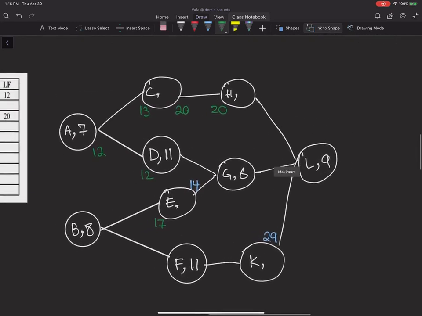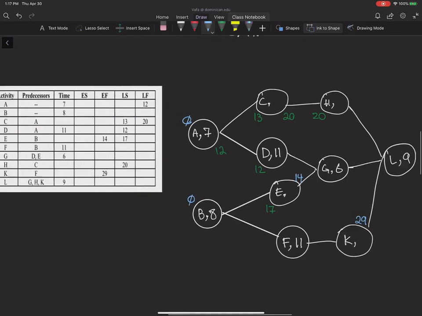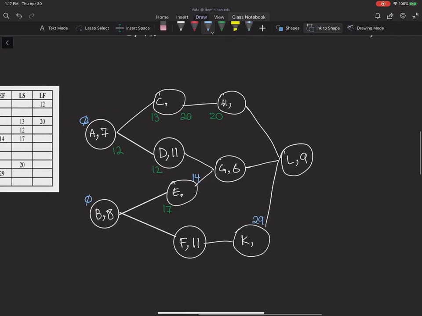So basically I'm on my own at this point. I need to uncover the missing information. Okay, let's start from the beginning. I know that the earliest start for A and B is 0. These are the two activities that are initial, starting activities, and the earliest start for both of them is 0 because they don't have any predecessors, as you can see here.